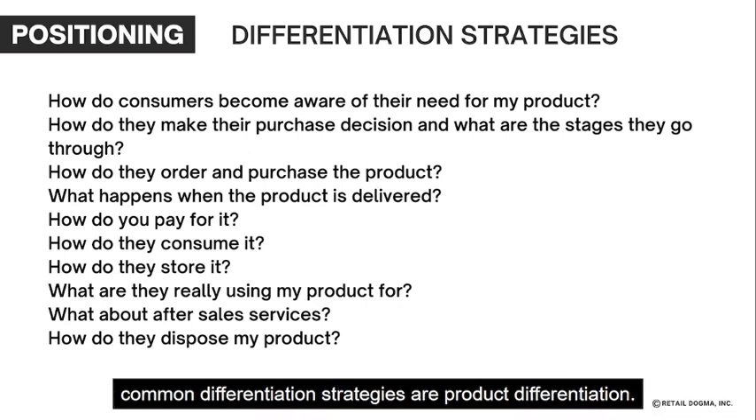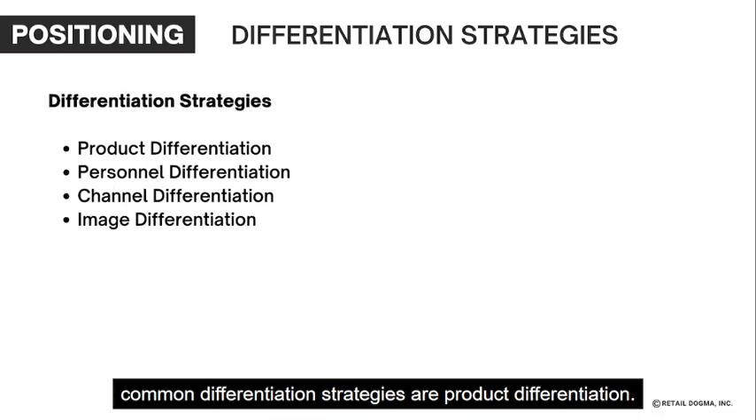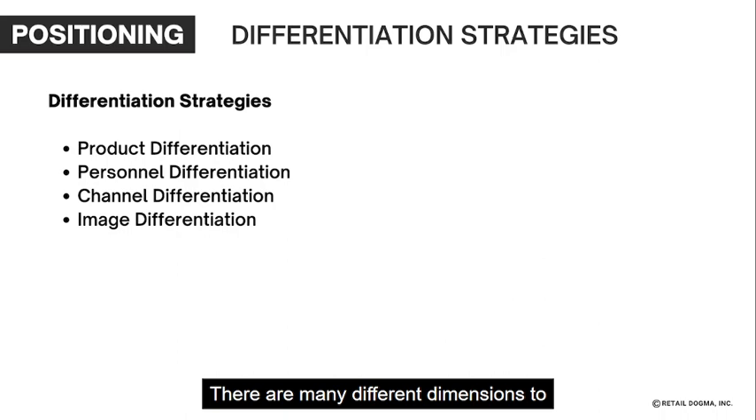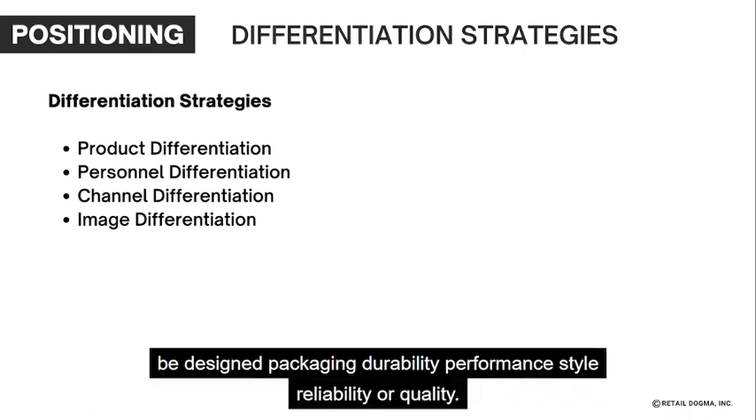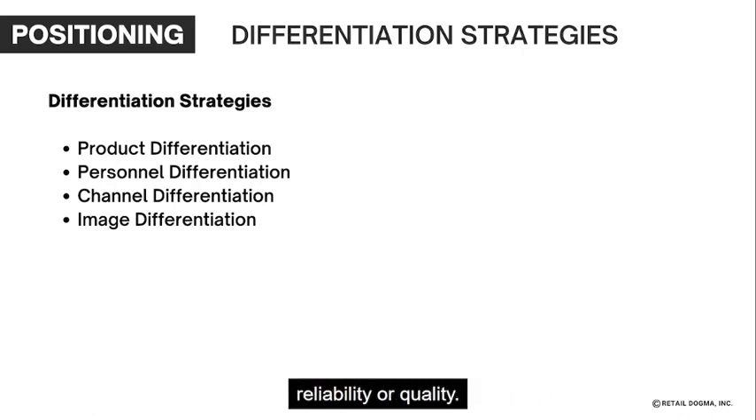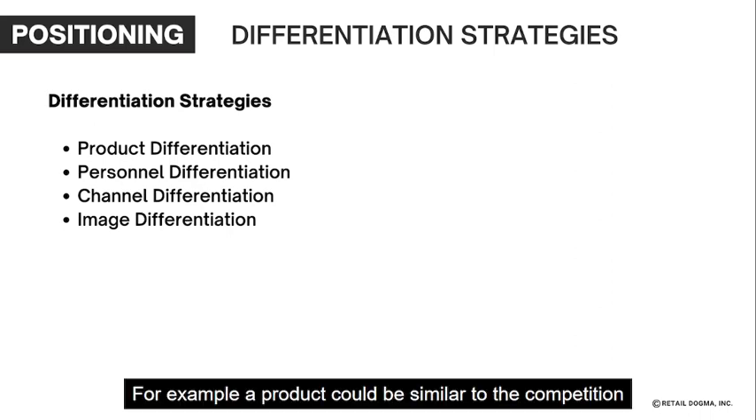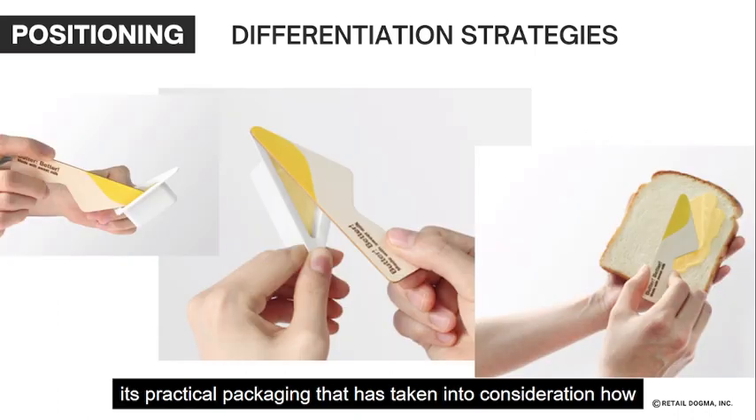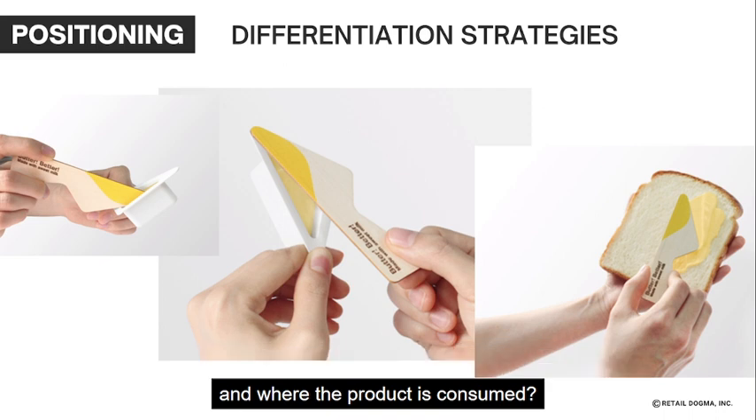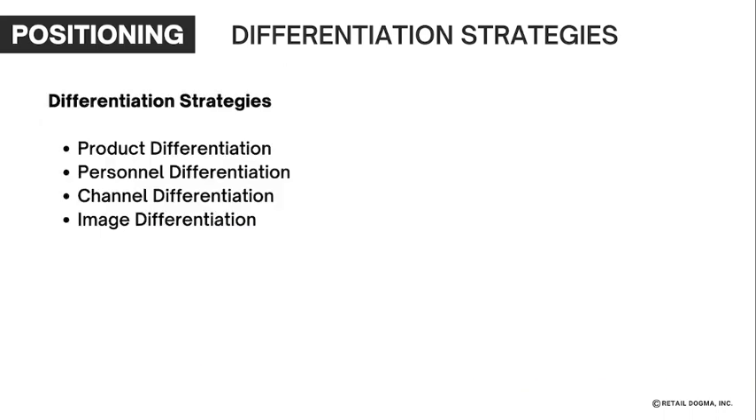The most common differentiation strategies are product differentiation. There are many different dimensions to differentiate the product based on. These could be design, packaging, durability, performance, style, reliability, or quality. For example, a product could be similar to the competition, but consumers would choose it because of its practical packaging that has taken into consideration how and where the product is consumed.